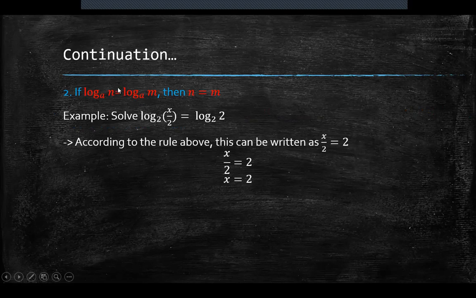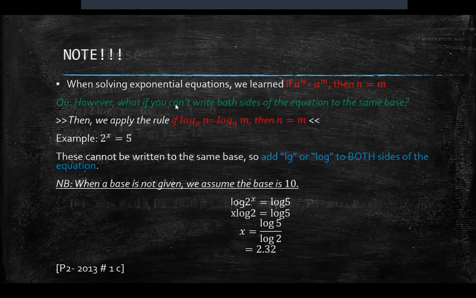Well, we also know a rule that says log of n to the base a is equal to log of m to the base a. If I'm given this, then n is equal to m. Log of x divided by 2 to the base 2 is equal to log of 4 to the base 2. Because I'm given that, I can then say, according to my rule, that x on 2 is equal to 2. Wait, why didn't I change that? This is supposed to be 4. Anyways, I'll change that. So the value of x is 4. We already did that. This was a note.